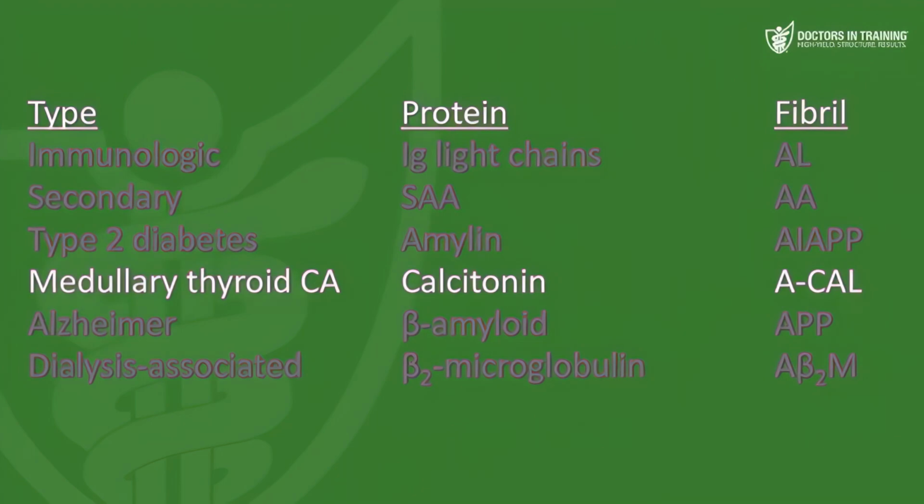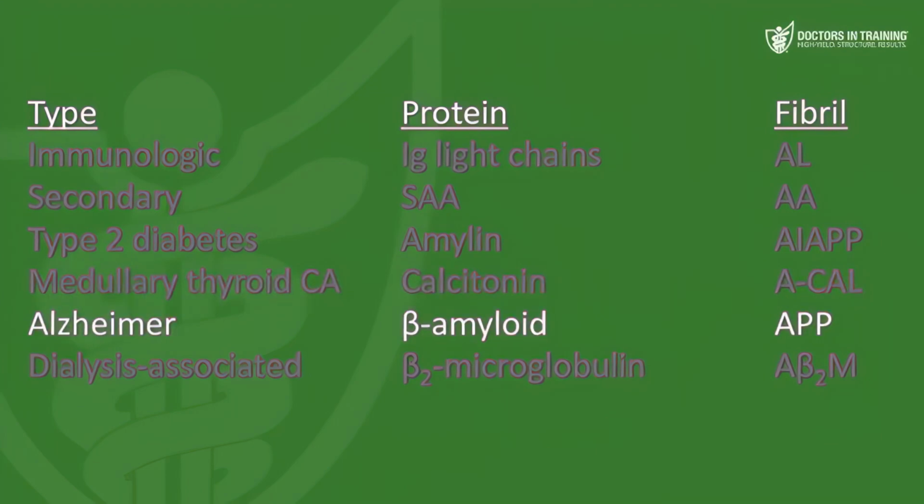If you have a medullary carcinoma of the thyroid, where there's too much calcitonin produced, that excess calcitonin can form ACAL protein, which can cause amyloidosis. In Alzheimer's disease, there's something called amyloid precursor protein, or APP, that is cleaved to form beta amyloid, or A-beta, which builds up in the brain.